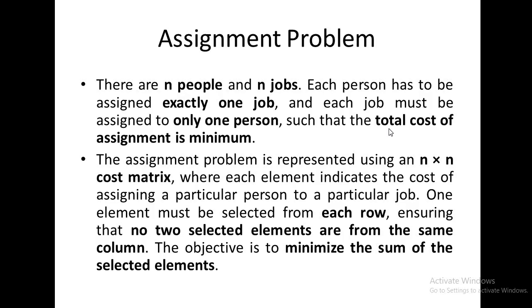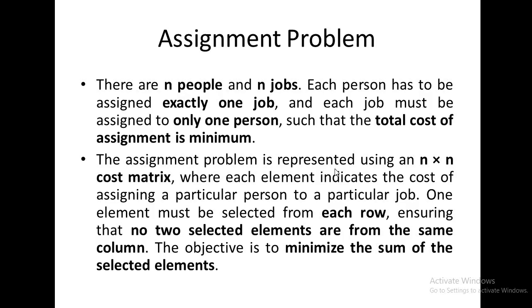Now the assignment problem, as an example for branch and bound. The first problem is the assignment problem. There are n people and n jobs. Each person has to be assigned exactly one job, and each job must be assigned to only one person, such that the total cost of the assignment is minimum.